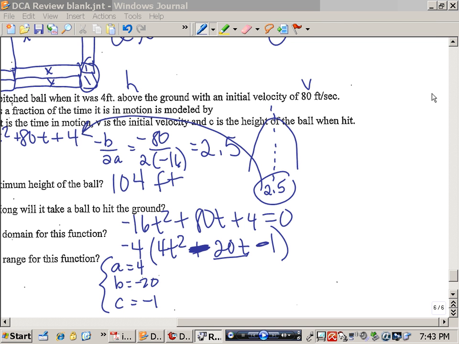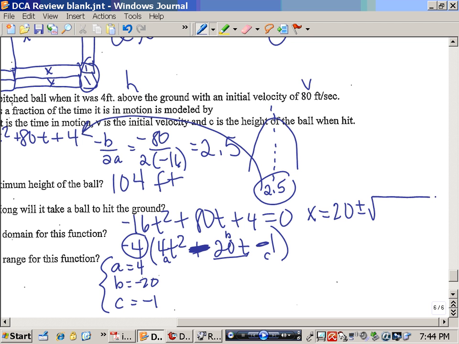I had to pause for a moment, so I'm not sure exactly where I stopped, but if you take out this negative 4, it makes your numbers a little bit smaller, and then all you have to do is use this as A, B, and C. So let's do this thing. We have x equals negative 20, which is positive 20, plus or minus the square root of b squared, which is 400, minus 4 times a, which is 4, times c, which is negative 1, all over 2a, which is 8.